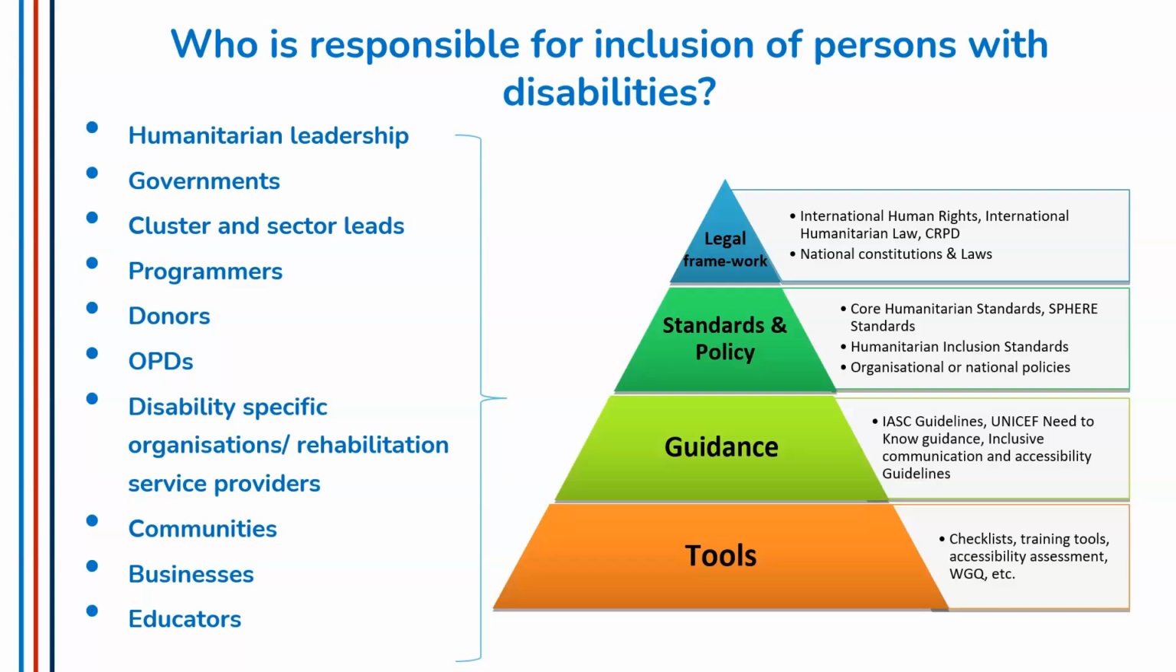Then once you have the tools, you have the information, you have the guidance in play, the next is to ensure that you have standard policies that address core humanitarian needs of persons with disability. So here, the recommended standard policies are the Core Humanitarian Standard, the Sphere Standard, the Humanitarian Inclusion Standard, and then our organizational or national policies. I'm sure even Juba University has its own policies, make sure they are more inclusive.